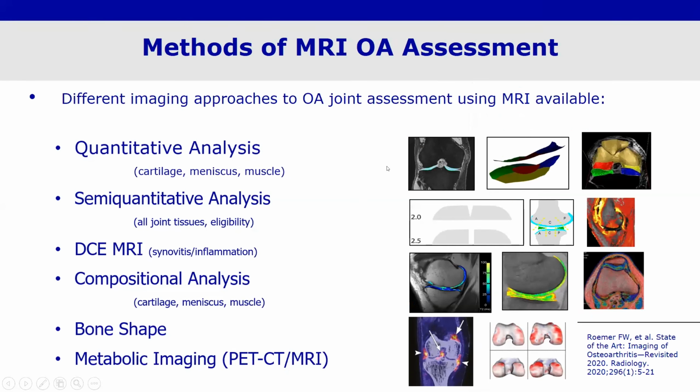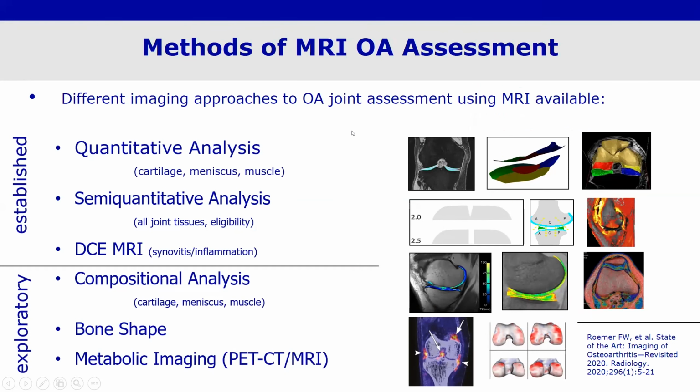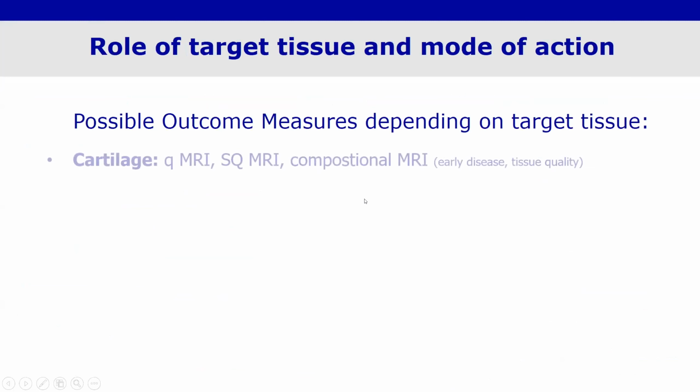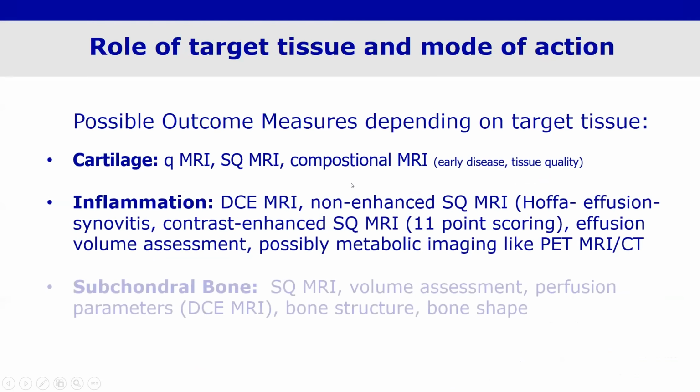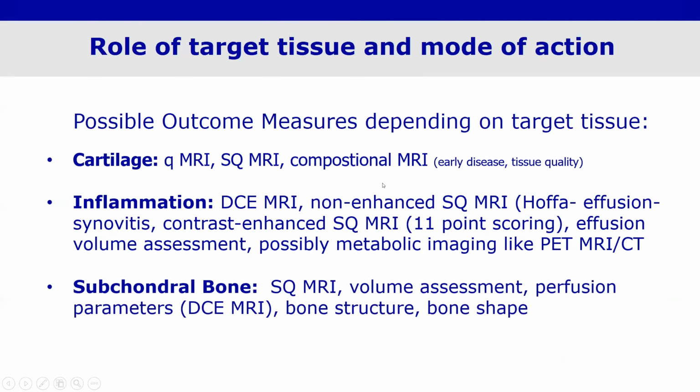And now coming to MRI assessment, there are many different ways of looking at these images, of acquiring these images. And I would say the upper part here is more established methods, quantitative, semi-quantitative, and dynamic contrast enhanced MRI. The lower ones will be covered probably by Shamila in the following talk. And given again which tissue is your target tissue, you probably would choose one or another MRI method to assess effects of a certain drug on that joint tissue, if it be cartilage, inflammatory tissues like synovium, or the subchondral bone.